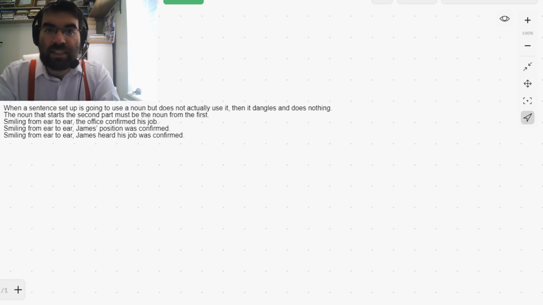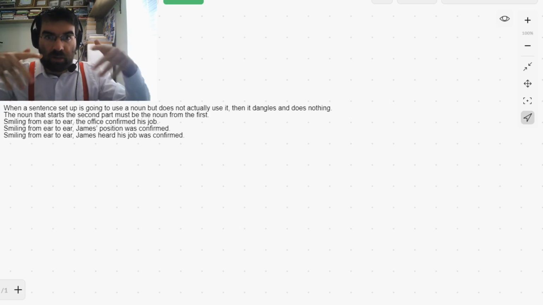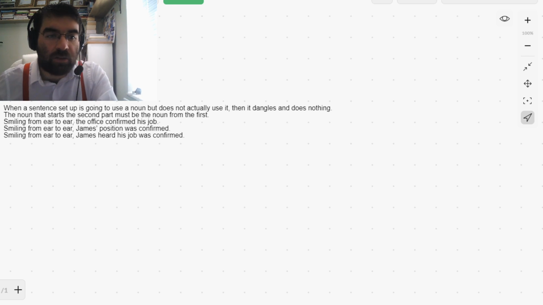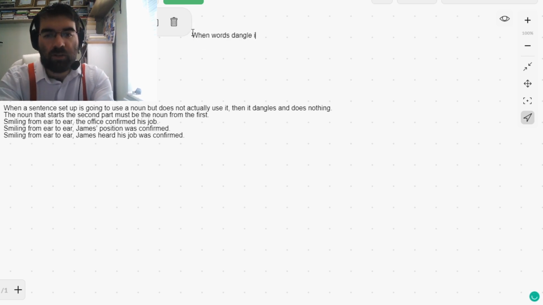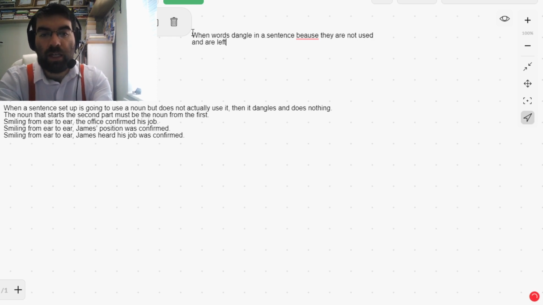Okay, so let's look at dangling participles. Dangling participles, when things dangle, when words dangle in a sentence because they are not used and are left by themselves when they should be used.